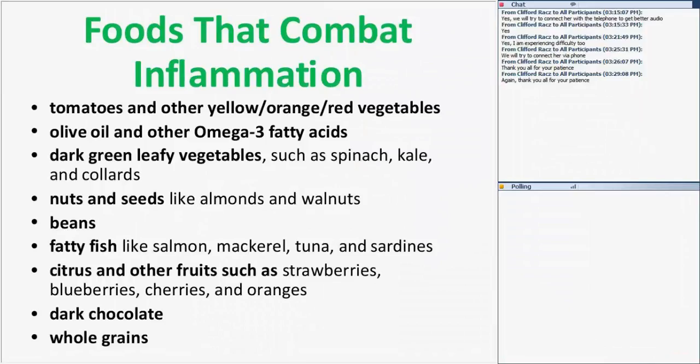Which takes us then into foods that help you to fight inflammation, those anti-inflammatory foods. And again, these might not necessarily work for every person. Each individual person's diet may be different. Some people may benefit from having these foods in their diets, while others may have certain sensitivities that don't allow you to process them the correct way. The first one at the top of the list is very controversial: tomatoes and other yellow, orange, and red vegetables.